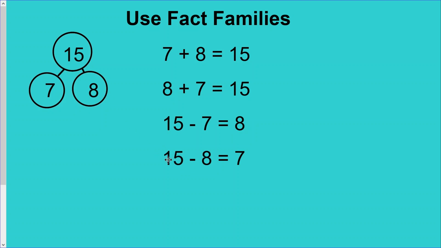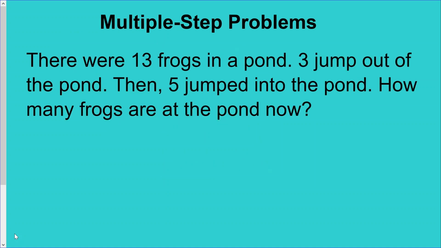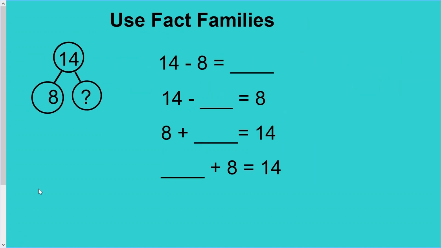So we have our 15. Remember, when you're subtracting, you always start with the whole. You want to start with the bigger number. So we have 15. We take away the 8 part. We'll get the 7 part left over. So using our fact families, we can solve some problems right here.